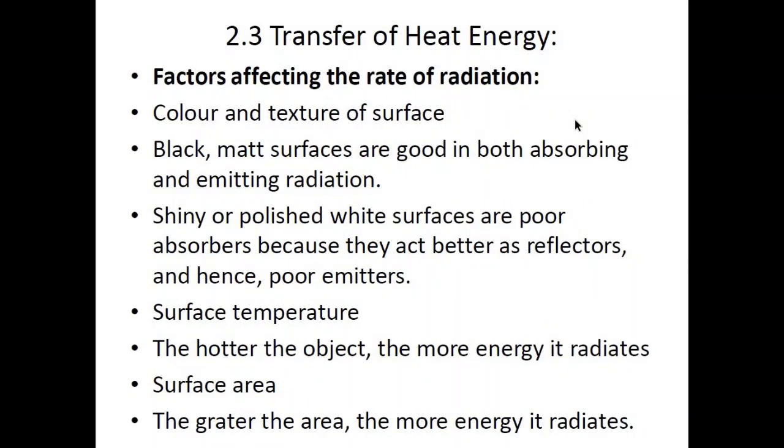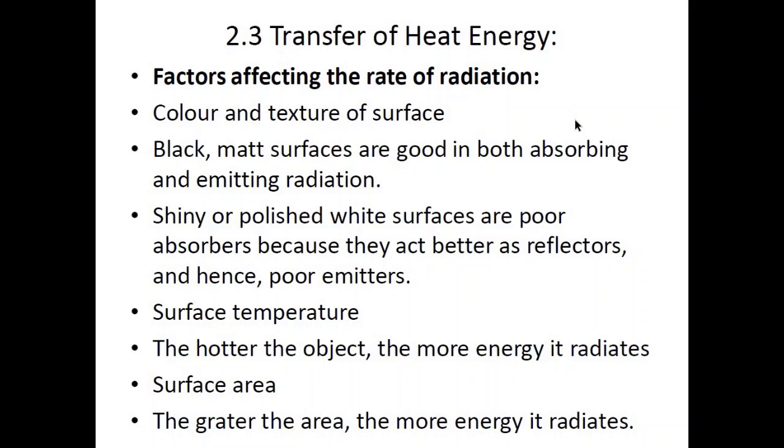Factors affecting the rate of radiation: the color and texture of surface. Black matte surfaces are very good in both absorbing and radiating or emitting radiations, whereas white surfaces are very poor. That is why we are more comfortable wearing white clothes in summer and black clothes in winter. Shiny or polished white surfaces are poor absorbers because they act better as reflectors, hence they are poor emitters. The surface temperature of an object: the hotter the object, the more energy it radiates. The surface area: the greater the area, the more energy it radiates.